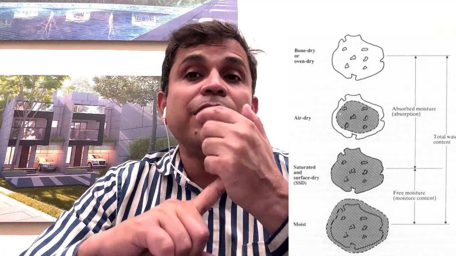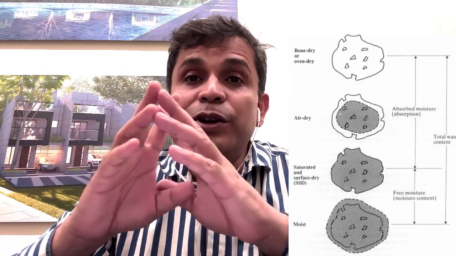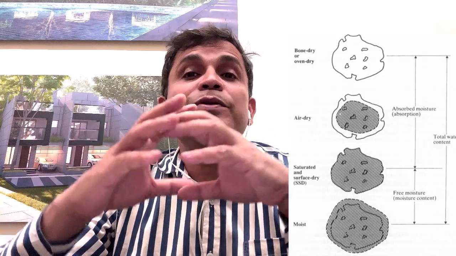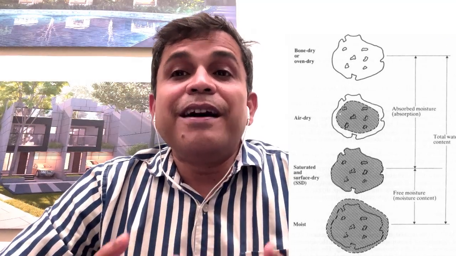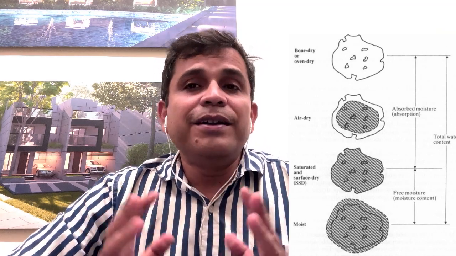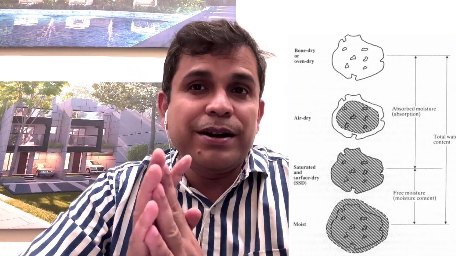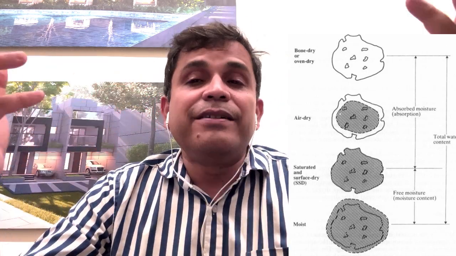In the surface saturated dry condition, the surface is dry, but the internal pores are filled with water. But in the moist condition, the internal pores and the surface are both filled with water. Now, if you keep heating, the next condition is the air dry condition. If you continue drying, the surface is completely dry and the internal pores may or may not contain some water. This condition is called the air dry condition.